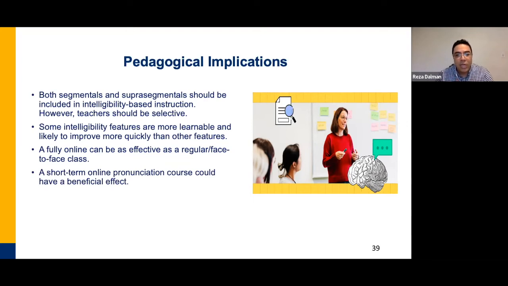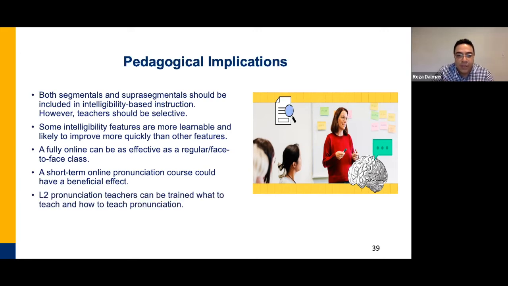Also, this finding showed a short-term online pronunciation course could have a beneficial effect. The duration of this online pronunciation course was only 3 weeks. However, after this 3 weeks of online-based instruction, there was a significant improvement in intelligibility and comprehensibility of the L2 learners. So the findings of this study could be promising.